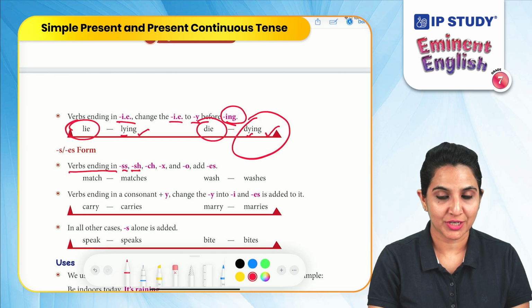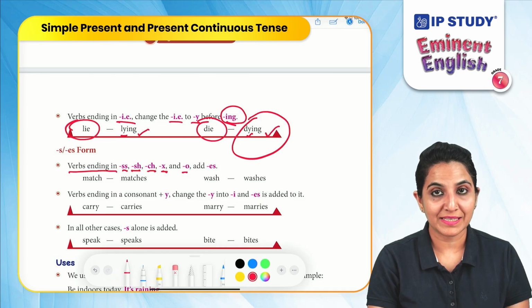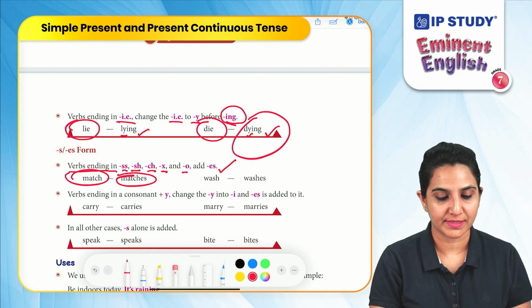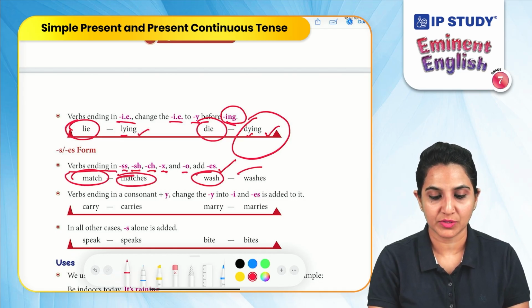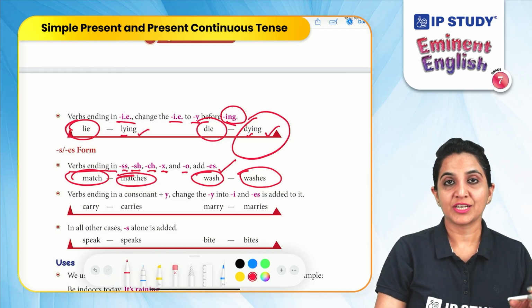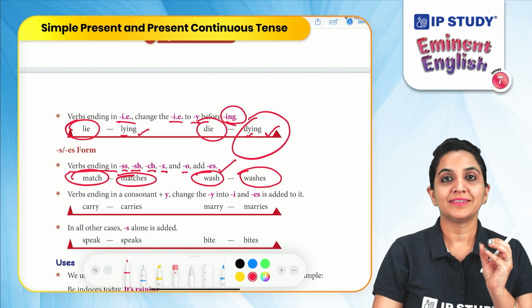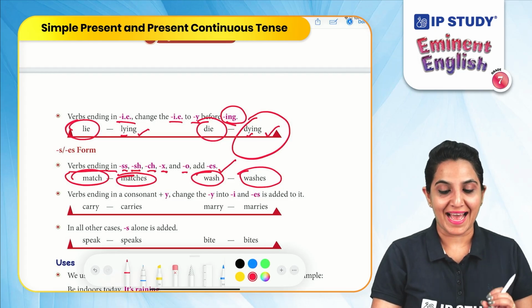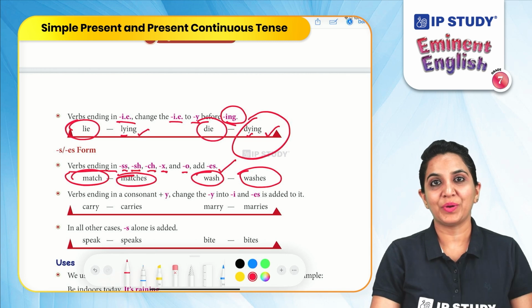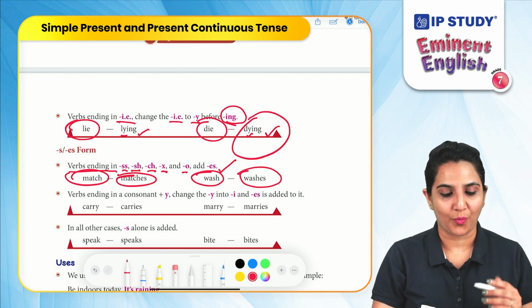Verbs ending in ss, sh, ch, x, and o simply add es. For example, match becomes matches. Wash becomes washes. So the words which end with s, ch, sh, x, you simply add es to them. Do the same thing with the words ending with o.